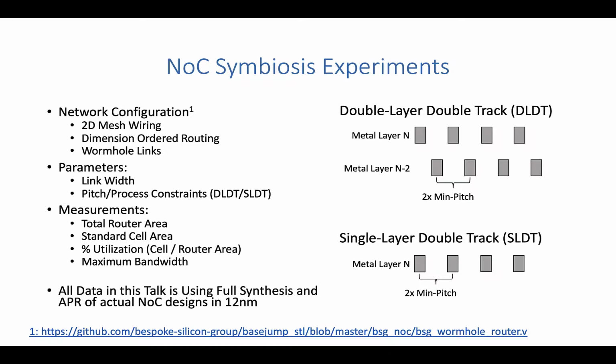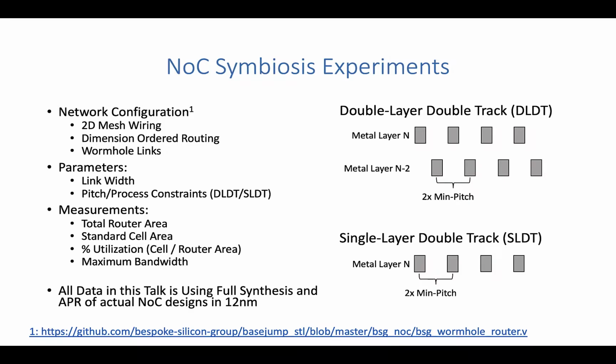In these experiments, we took 4 measurements. First, we measured the total router area. Second, we measured the standard cell area. This was the area consumed by only the standard cells of the design. In contrast, the total router area considers the bounding box that surrounds the wiring. Third, we measured the utilization, which is the standard cell area divided by the router area. Finally, we measured the maximum bandwidth. This is a function of the link width.